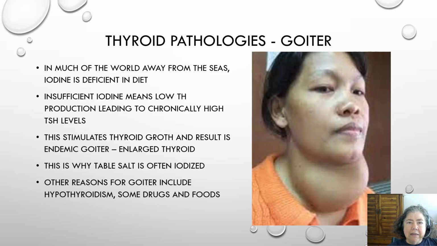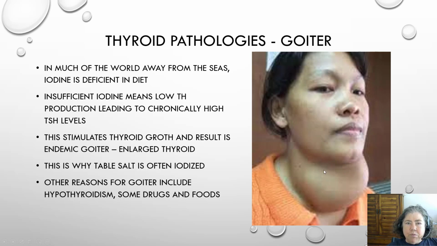So let's talk a little bit about some of the disorders of thyroids. The first is something you've heard about and probably not seen a lot of, and it's called a goiter. A goiter just means an enlarged thyroid. Sometimes it's just large enough to feel or see, and sometimes it's quite massive.